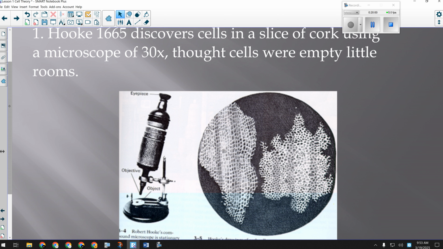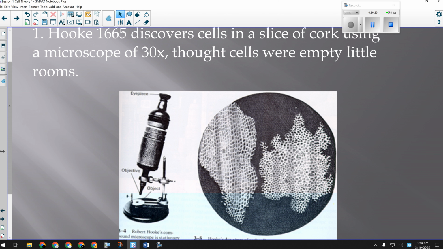Yeah, they're dead, okay? He's just looking at the cell walls of all the plant cells that made up that cork tree where that piece of cork was cut from, okay? So he looked at this and he said, I'm looking at a bunch of empty little rooms, like cells in a prison. And the name cell was born.